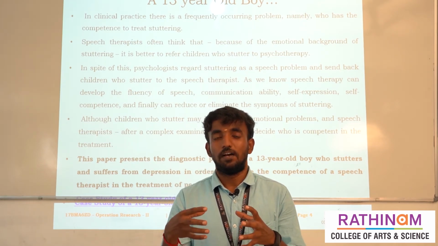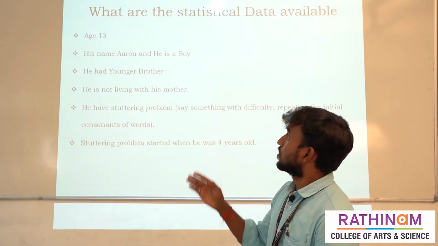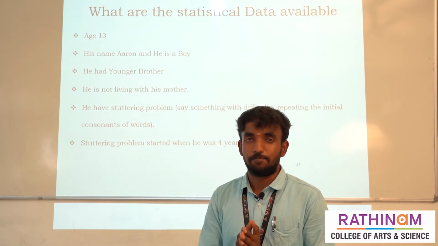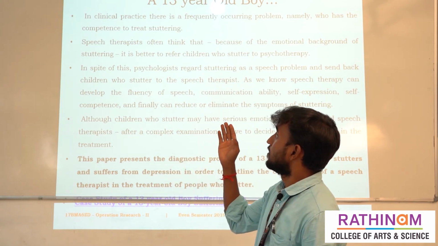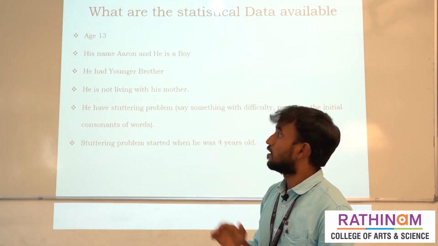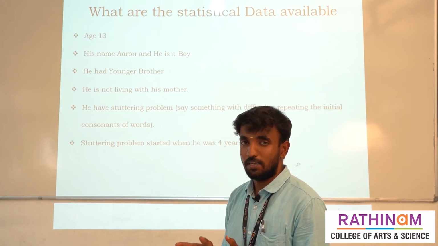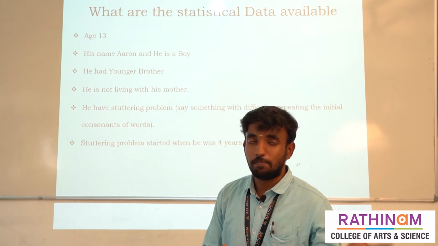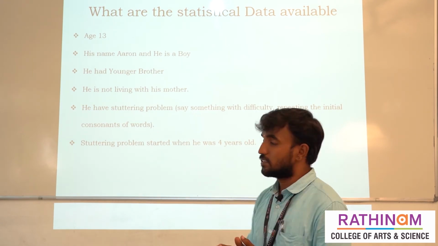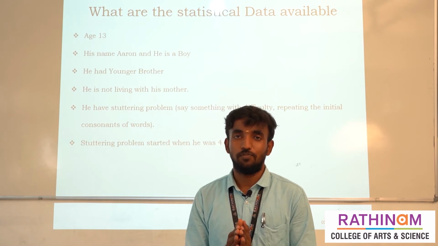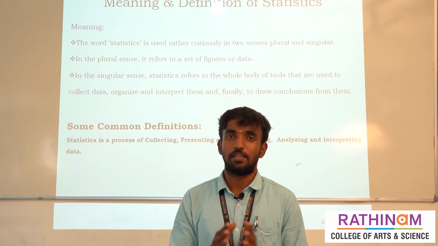So what statistical data can we bring from this particular case study? Now we are going to see. The boy's age is 13. That is one number which acts as statistical data. He is male, and he has a younger brother, and he is living with his mother. He was depressed because he had been put in a hostel. Also his stuttering problem started at the age of 4. These are some of the statistical data we derived from the case study.